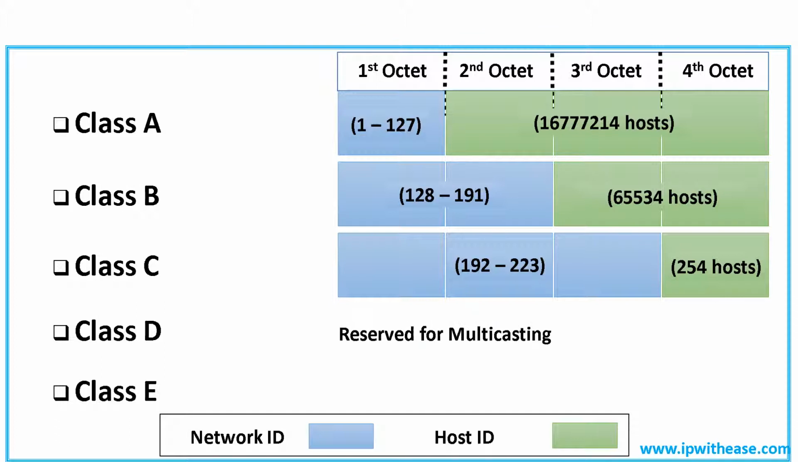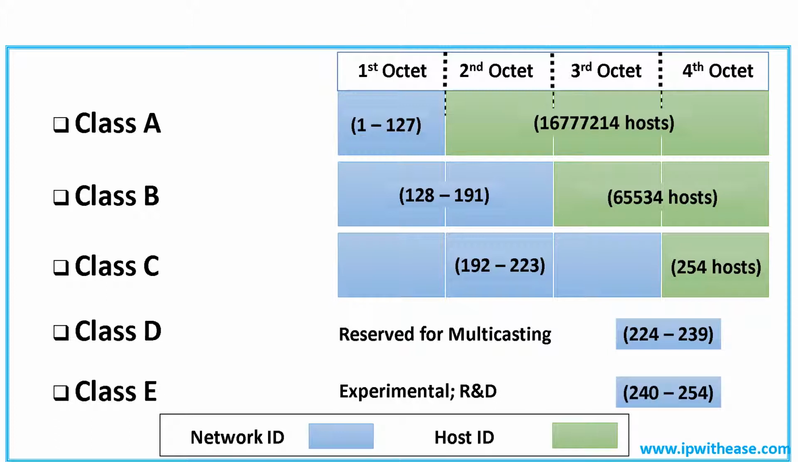Class D is reserved for multicasting and has a range from 224 to 239. Class E is reserved for research and development purposes and has a range from 240 to 254.